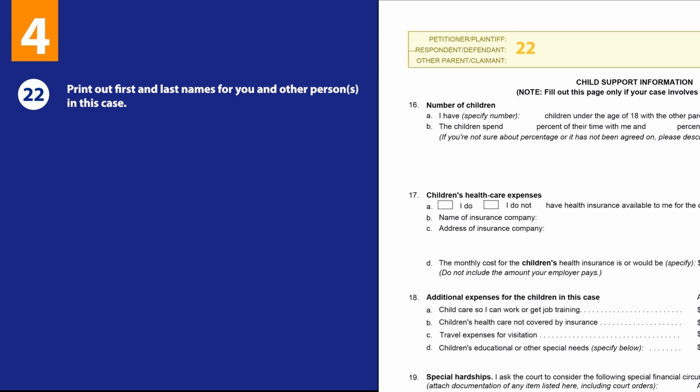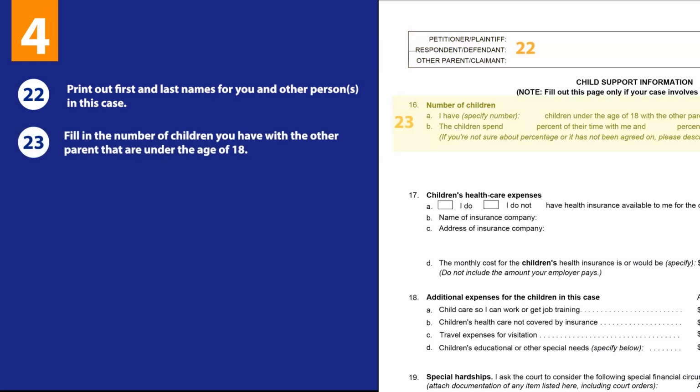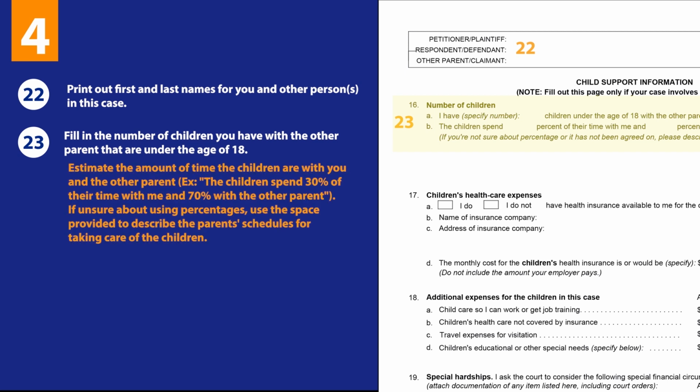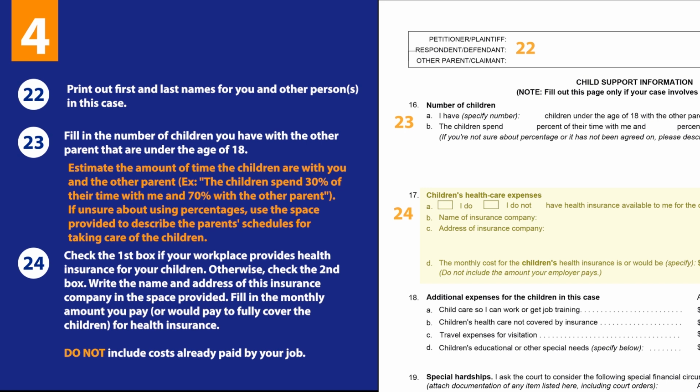Print out first and last name for you and other persons on the case. Fill in the number of children you have with the other parent that are under the age of 18. Estimate the amount of time the children are with you and the other parent. If unsure about using percentages, use the space provided to describe the parents' schedules for taking care of the children. Check the first box if your workplace provides health insurance for your children. Otherwise, check the second box. Write the names and addresses of the insurance companies in the space provided. Fill in the monthly amount you pay or would pay to fully cover the children for health insurance. Do not include costs already paid by your job.